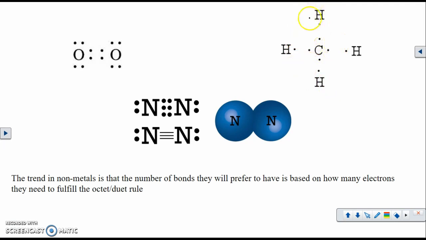Now, why does hydrogen only have 2? Well, folks, hydrogen is group 1, which means it's in the same period as helium. Helium can only have a maximum of 2 electrons, so in this case, hydrogen has also fulfilled its duet rule.